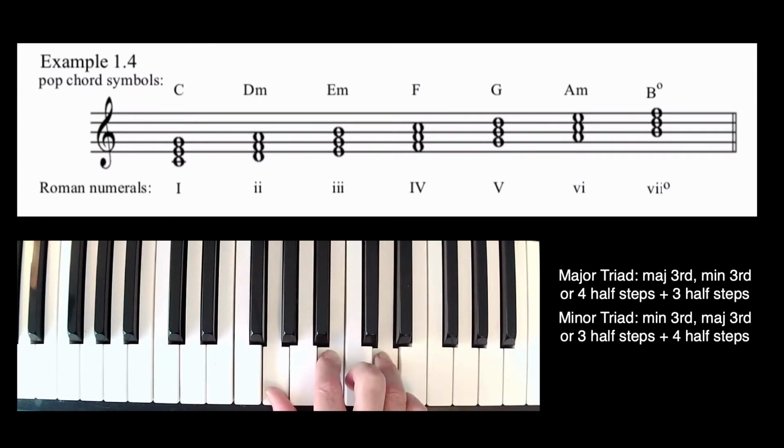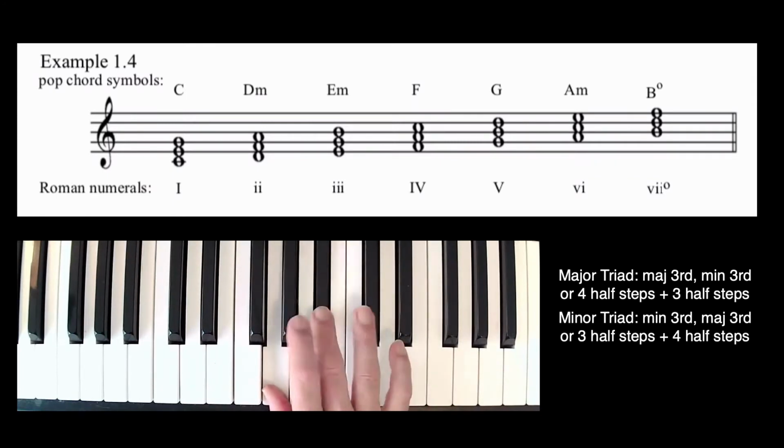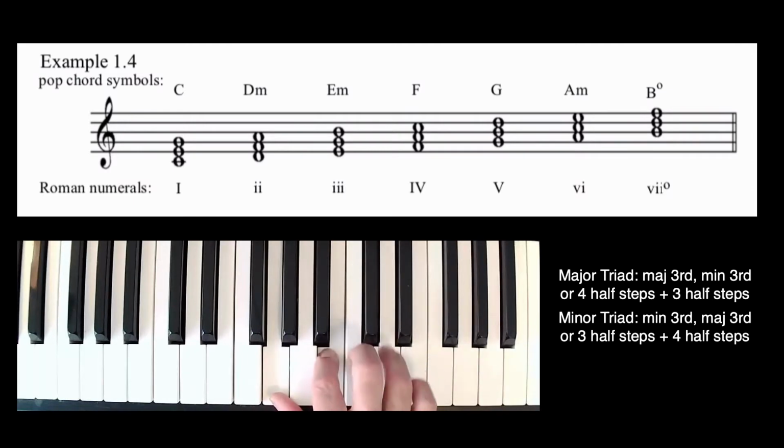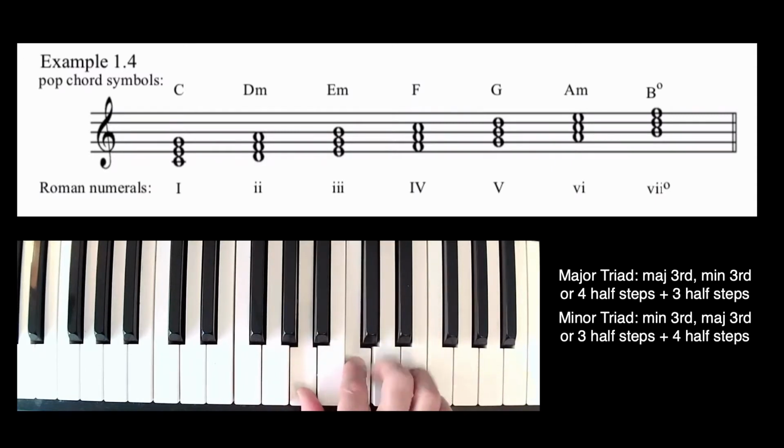The next chord, the G chord, 1, 2, 3, 4, 1, 2, 3, makes a major triad. And the next one, 1, 2, 3, 1, 2, 3, 4, makes a minor triad.